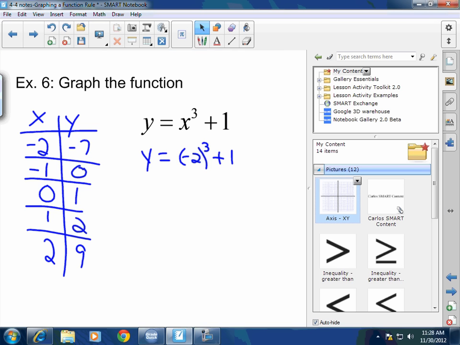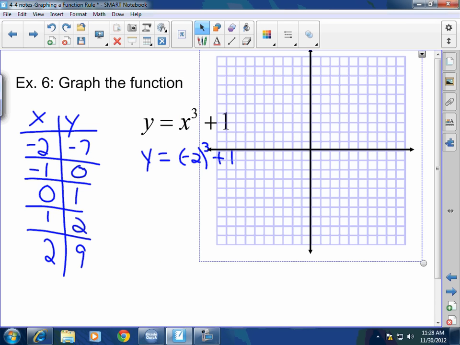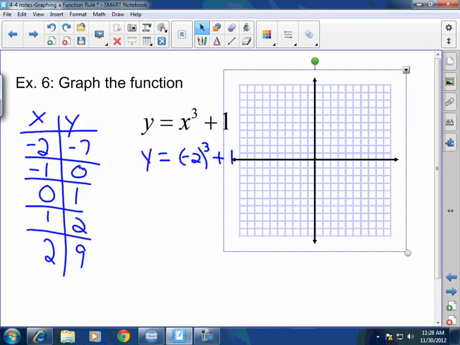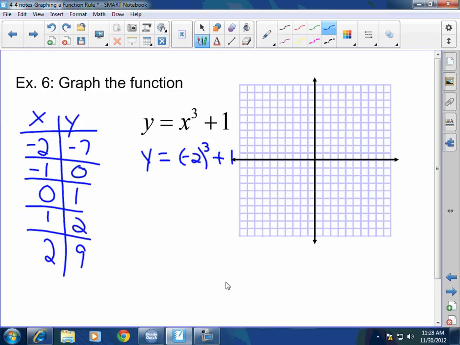Now, we graph it. I don't appreciate that you're packing up yet. I'm not done. Negative 2, negative 7. It's right here. Negative 1, 0. 0, 1. 1, 2. And 2, 9. So look, it looks weird to any untrained eye. But you know that it's going to have this shape. So you're golden. You got to know those general function shapes.